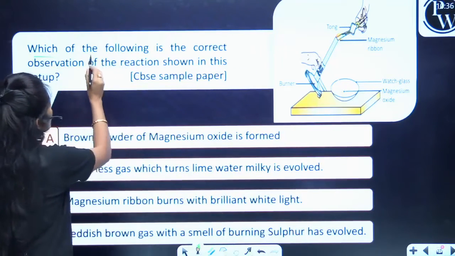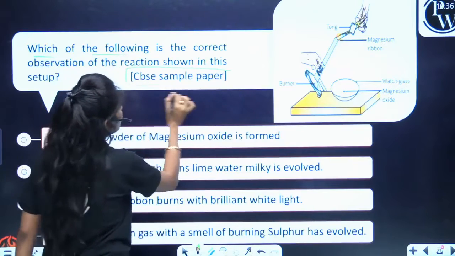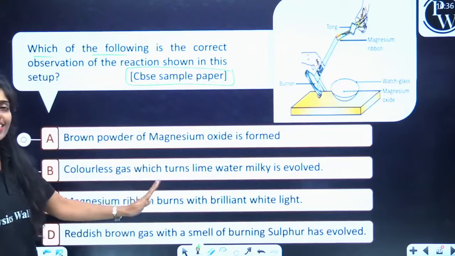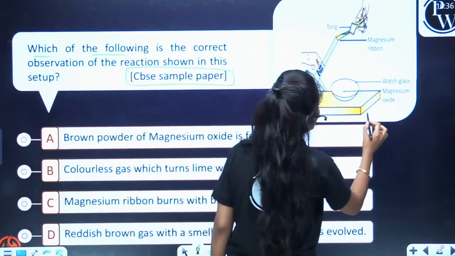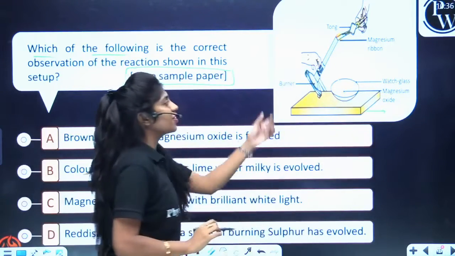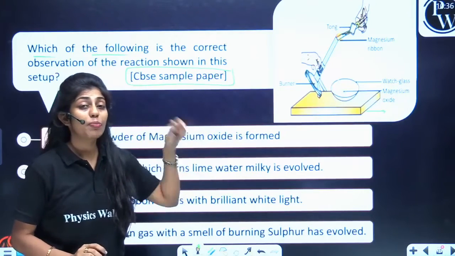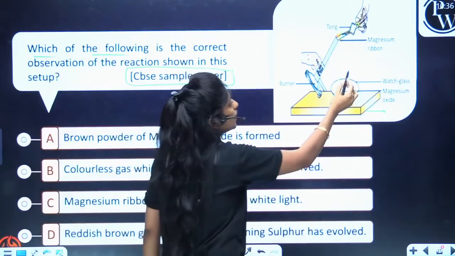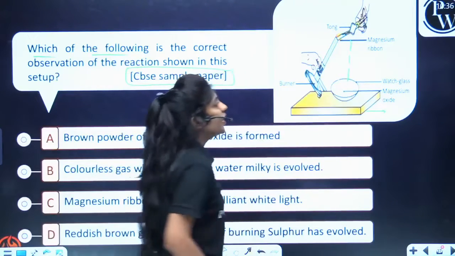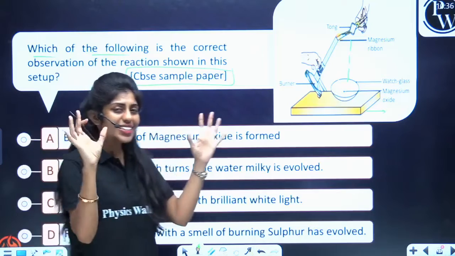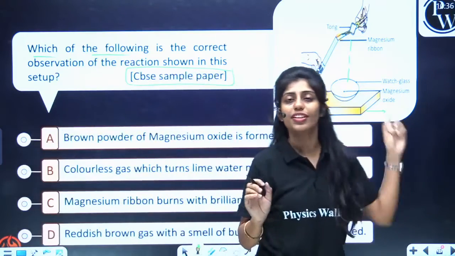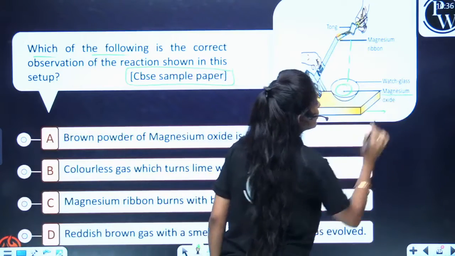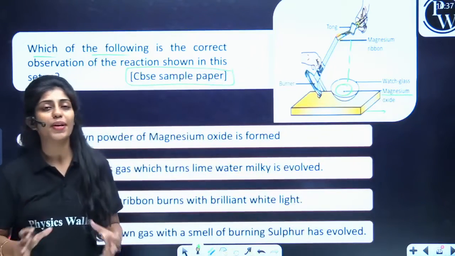Now, this is a sample question from the CBSE sample paper. Can you answer this? This is what we are doing in the activity. You can see, my dear students, this is the activity for burning magnesium. When we burn magnesium, what will happen? What is the observation? Yes, a dazzling light is produced during this activity, and we also collect a white powder that is nothing but magnesium oxide.